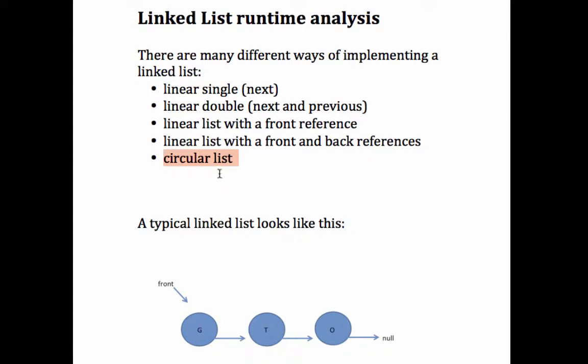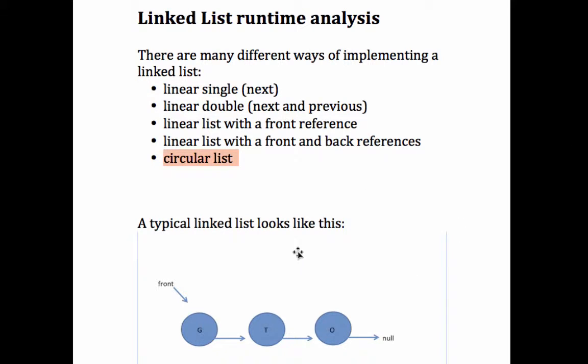And finally, we could have lists, either single or double, where the end of the list is referring to the front of the list. In other words, this reference doesn't have a null value. The reference of the last node refers back to the first node, and then it creates a circular linked list. The lesson to learn here is that when you do a runtime analysis of a linked list, you need to know the implementation of the linked list. Is it linear? Is it circular? Is it single? Is it double? Do you have a reference to the back? So on and so forth.